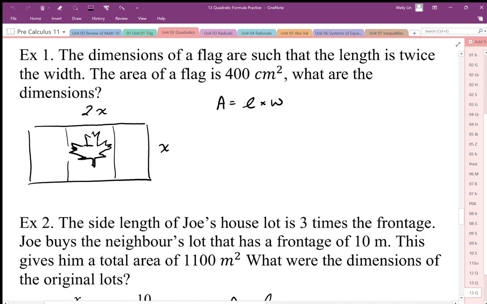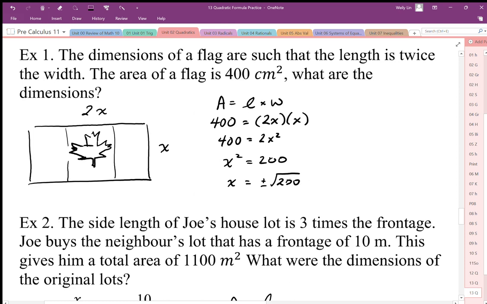And so if area equals length times width, I know that the area of 400 is equal to the length 2x times the width x, and so there's my quadratic equation. Okay, so then solving, this one I don't need to do quadratic formula or anything, I can just solve for x by getting rid of the times, divide both sides by 2, and then square rooting, don't forget the plus minus. However, we can't have a negative length, so we know that one of them is extraneous, so the length is going to be root 200.